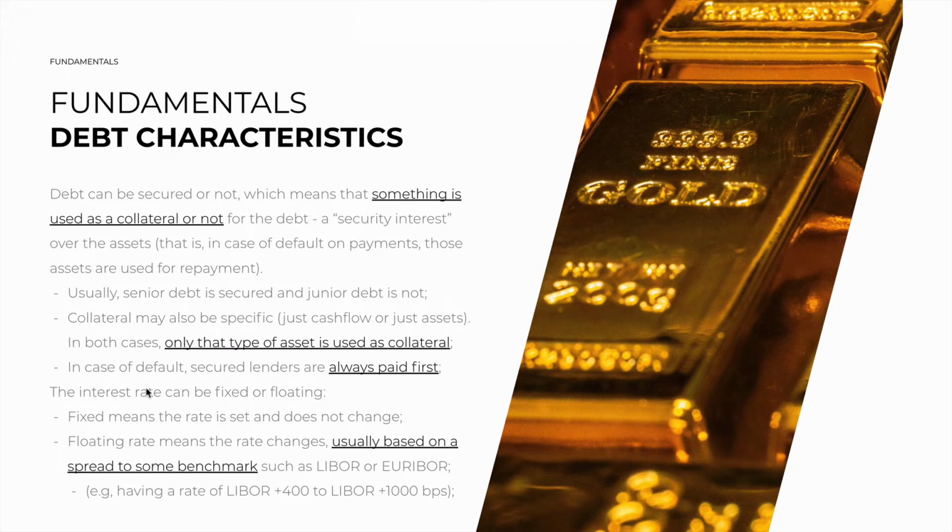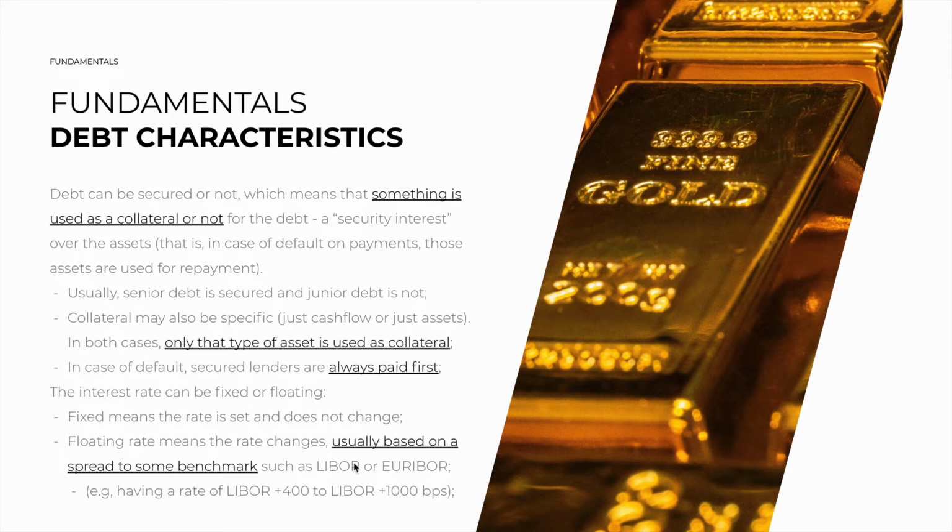Then, the interest rate itself can be fixed or floating. A fixed interest rate means that the rate is set and it doesn't change over the lifetime of the loan. It's a fixed coupon. A floating rate means that the rate may change, and it's usually based on a spread to some benchmark, such as the LIBOR or Euribor, or using their full names, the London Interbank Offered Rate for loans or the Europe Interbank Offered Rate for loans. These are the average rates that banks charge to lend to each other, and then they're used for all other loans with an additional spread.